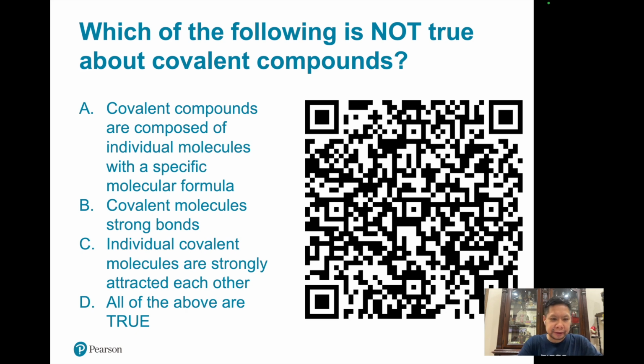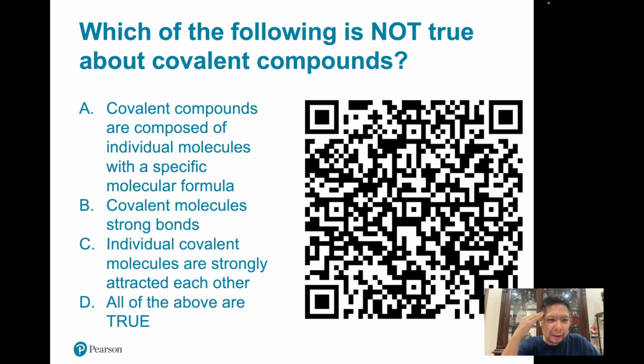So now answer this question in the comments, or also using the QR code. Which of the following is not true about covalent compounds? A, covalent compounds are composed of individual molecules with a specific molecular formula? Is it B, covalent molecules strong bonds? Is there a word missing there? C, individual covalent molecules are strongly attracted to each other, or D, all the above are true. I'm pretty sure B is supposed to say covalent molecules have strong bonds, right?